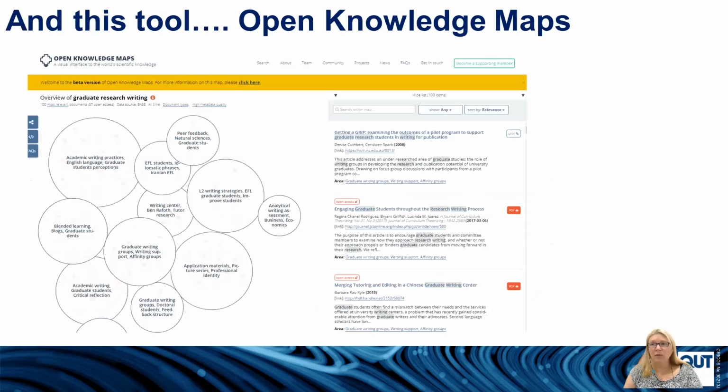And another one, Open Knowledge Maps. Another visual mapping tool. Again, really useful if you're searching or you want to find some papers that are very similar to what you have already got, to just see the differences and similarities. So that one's a useful one too.